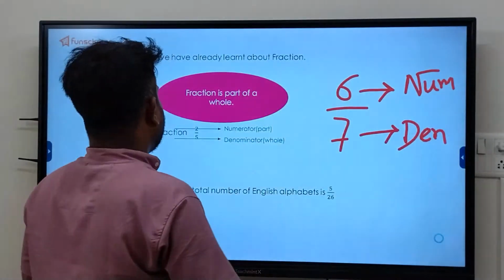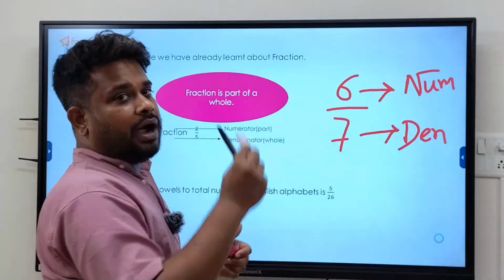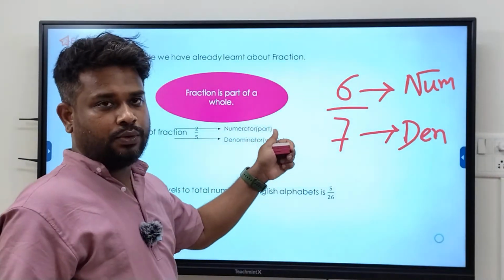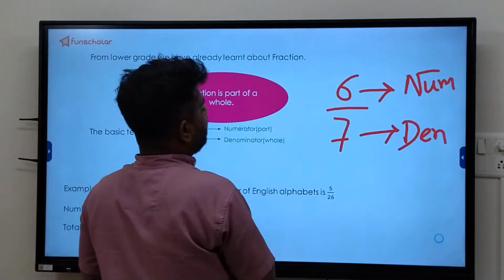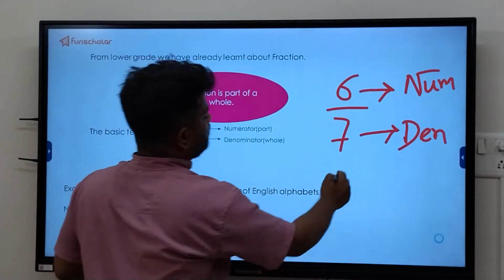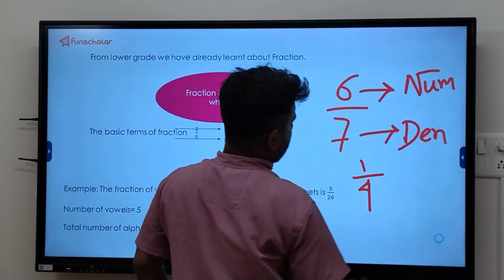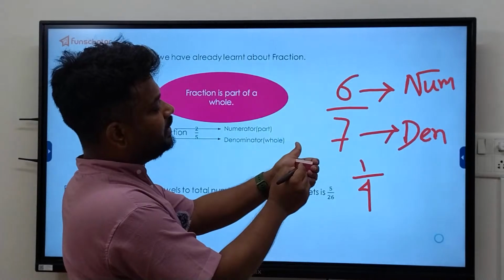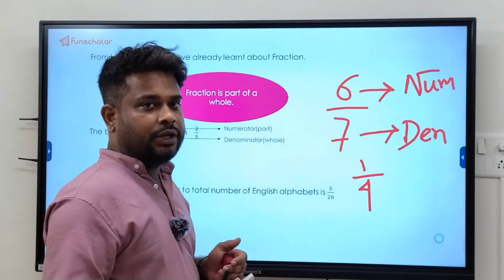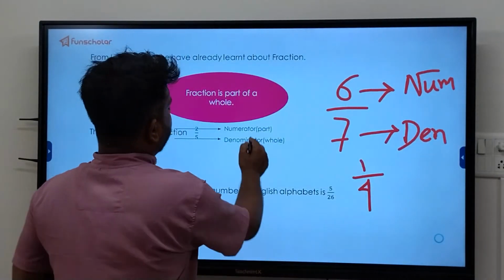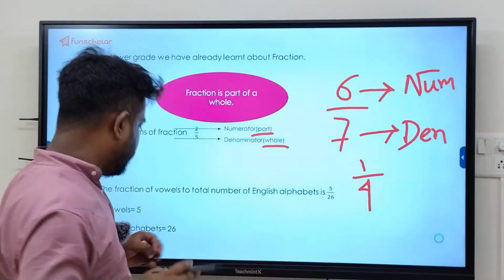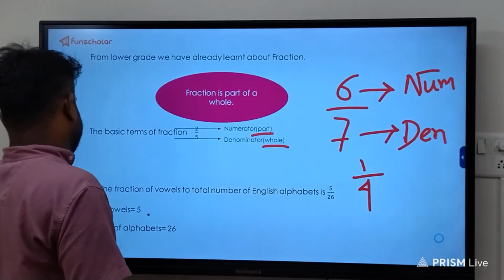Okay, so 1 is the part which is staying with this whole part. Someone can tell us that these are 4 blocks and 1 is representing 1 block. So 4 will be the whole part and 1 here is representing the numerator, which is just a part. Got it clearly? Okay, then we are going to the next one.